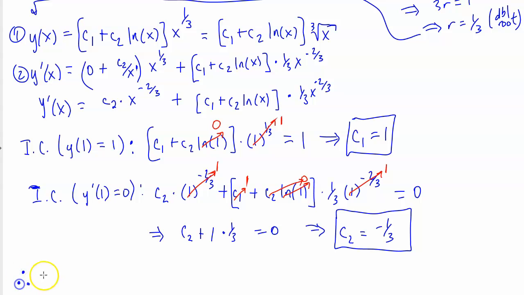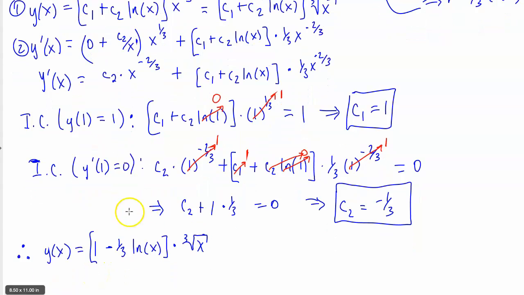So therefore, our particular solution here will just be C1, which is 1, plus C2, which is a minus 1/3, natural log of x. And then, of course, x raised to the 1/3, or as I'm going to write it here, cube root of x. And so this will be our particular solution for this equation.